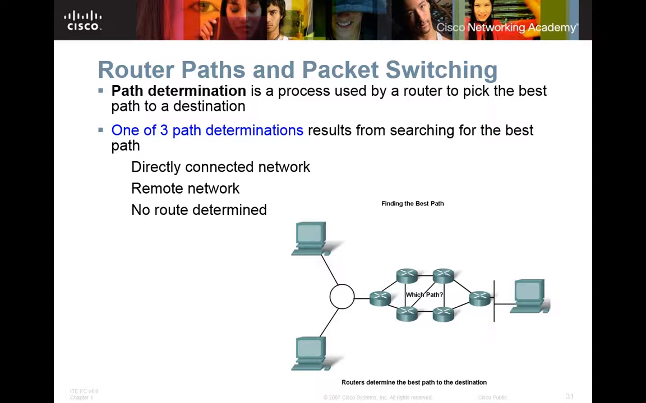Path determination is the process by which a router will pick the best path to get to that destination. There are three different types of determinations. You have no route determined, directly connected, or remote. In other words, did I set it up as a direct connect? Did I call Lance and have that direct connect with Lance? Or did I ask Bryce what Lance's number was, and he can relay the information to him? Or I don't even have a phone book and I have no way to contact Lance. That would be no route detected, or no route determined. Okay, does that make sense?